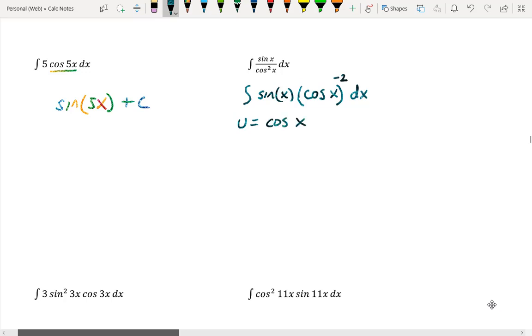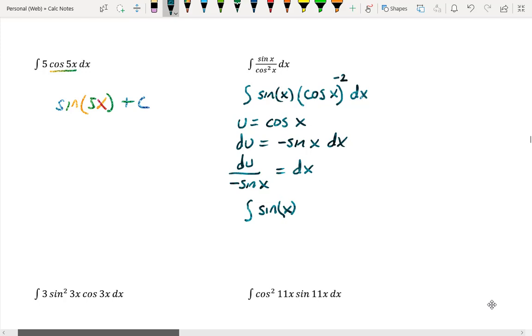I'm going to take the derivative of both sides. That's du equals negative sine x dx. I'll divide the negative sine x out on both sides, so that's du over negative sine x equals dx. All right, and now I'm ready to substitute back in. So what I have is the integral of sine of x. All right, so that was my original statement there.